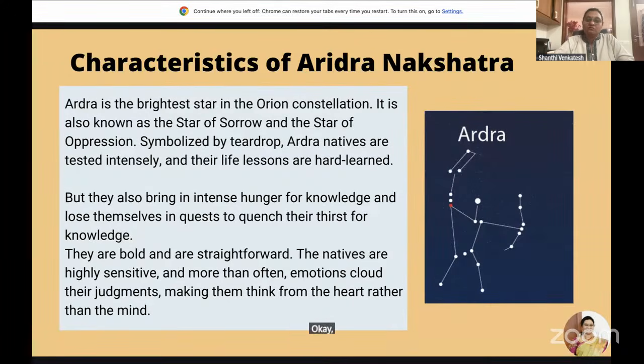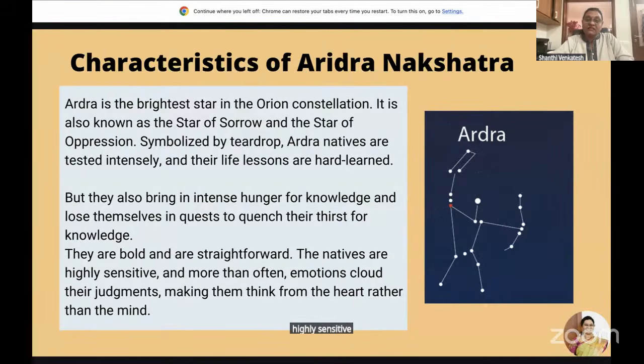Aridra natives, as I said earlier, undergo different kinds of intense experiences in their life, and through that they learn a lot of lessons. That means through their hardships, they learn lessons. But they have a great thirst for knowledge. Many times, they are so bent on learning new things that they lose themselves. Very bold people, highly sensitive.